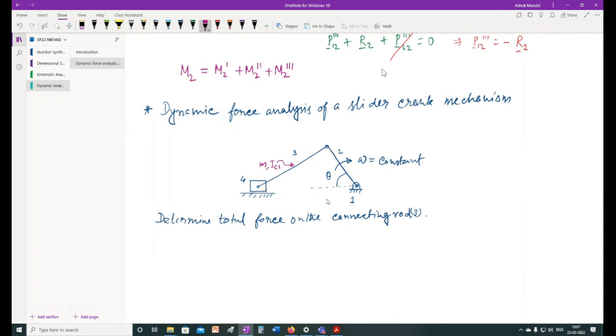Before we proceed to solving this equation, we must first find out the acceleration A3 and the angular acceleration alpha 3 of link 3. That is necessary, right? Otherwise we cannot solve this problem, because when we draw the free body diagram of this link, we must first find out what the accelerations of this link are.